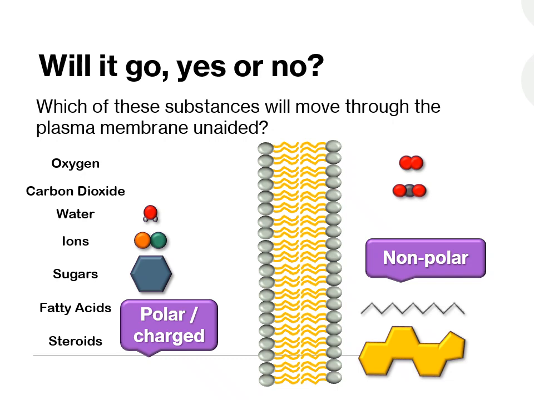This is due to the hydrophobic fatty acids of the phospholipids. If a substance is polar or charged, it won't mix with the fatty acids, and so won't be able to get through the core of the membrane without assistance.